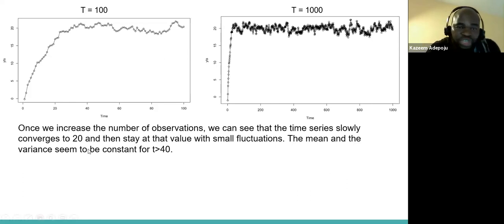If you take a look at that, you're going to see that it started increasing, and it gets to a point where it's stable around 20. But there's a little bit of fluctuation. If you collect more observations, you're going to see the stability that we talk about. It's just going to be revolving around 20.